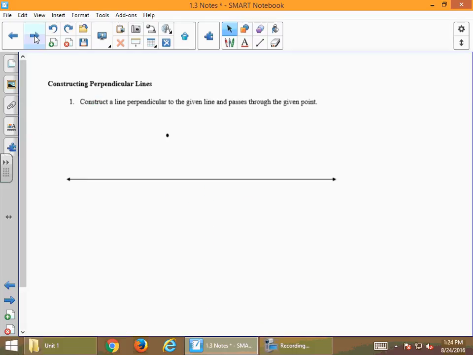We look at the next one. We're constructing perpendicular lines. In this case, it has to be perpendicular to this line and pass through that point. So pretty much, this is really similar to what we did last time.